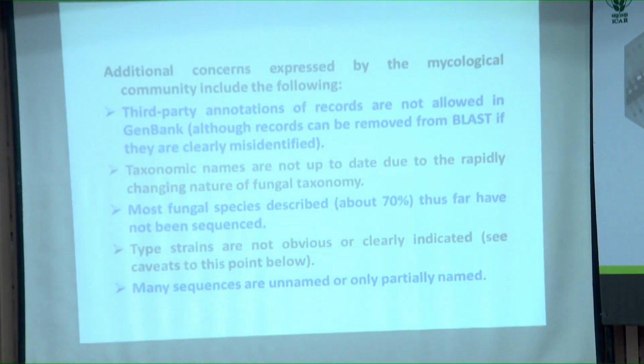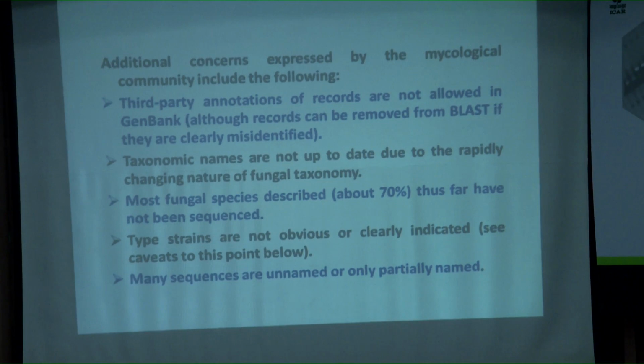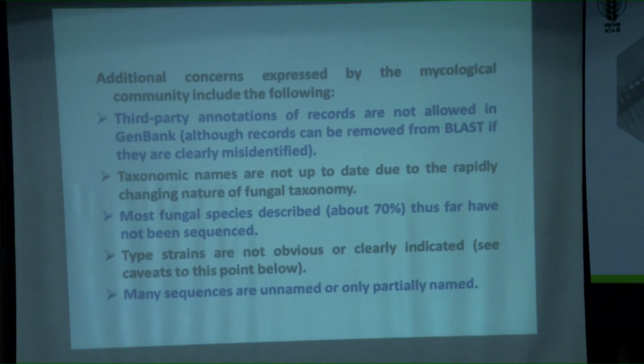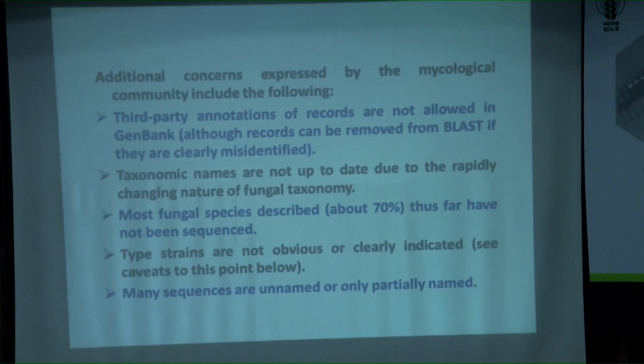Then third party annotation of records is not allowed, you know, and taxonomic names are not up to date due to the rapidly changing nature of fungal taxonomy. Suppose in this case also, this Bakanae pathogen I was telling you about, there are 3 species mainly responsible. So, one is I told you fujikuroi, proliferatum, one more is verticillioides. So, what happens when you search NCBI for verticillioides, you can't get it. So, here its name is different, it is in the form of moniliformis.